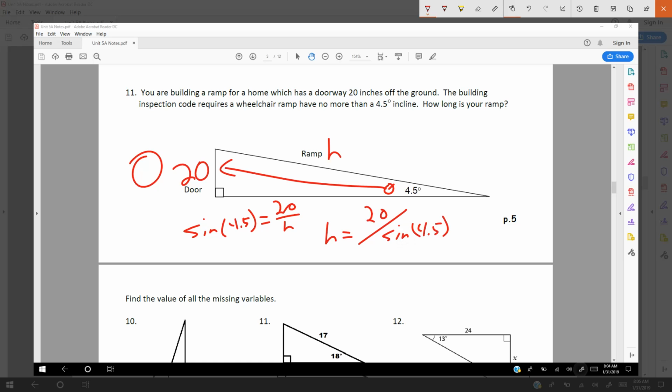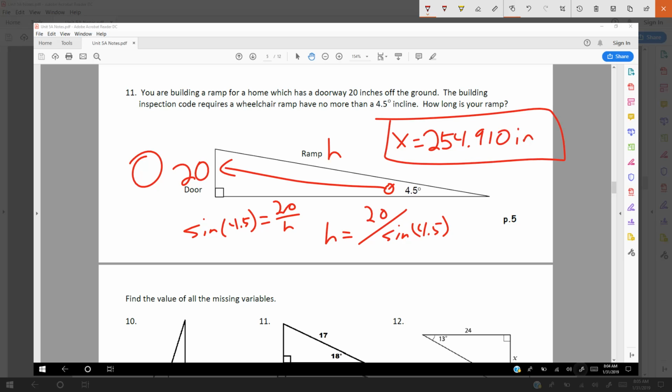Hit enter, and you get x equals 254.910 inches. That's a pretty long ramp. Divided by 12, I'm going to guess that's maybe more like 18 to 20 feet, somewhere in there. Cool. The rest of this page is more of the same. Again, I'm going to burn through them real quick, just so there's no questions.